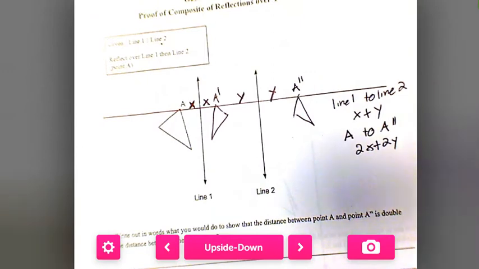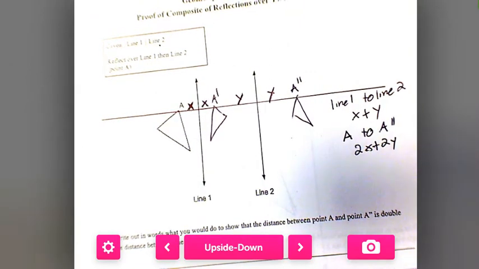Sit up. Write this down. Let's go. Okay, we're going to turn this over.